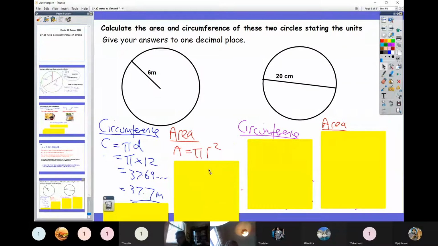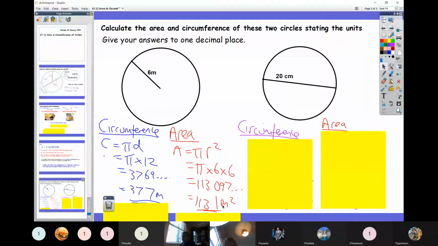And substitute in. Well, we've been given the radius here. We know that the radius is 6. So remember r squared, be careful. That means 6 times 6. It does not mean 6 times 2. So the area is going to be pi times 6 squared, or pi times 6 times 6. Pop that into your calculator. You get 113.097... So to 1 decimal place, that's going to be 113.1, but it's meters squared. Remember that area is the space inside. It's 2-dimensional, so it's going to be meters squared.